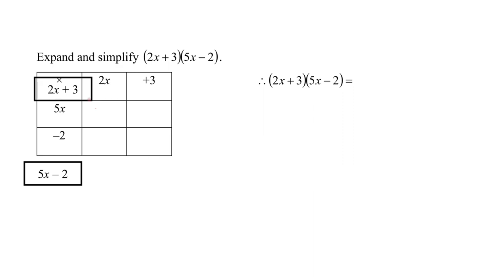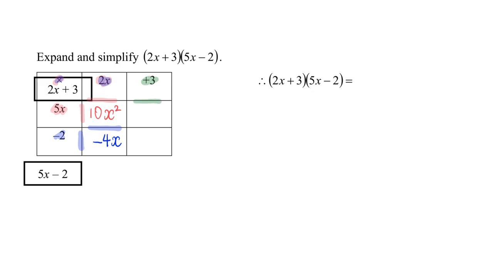Well, I have 2x and 5x. So to find the area, I will have to multiply them together. 10x squared. This will be 2x and this will be negative 2. So to find the area, I will have to multiply them. That will give me negative 4x.